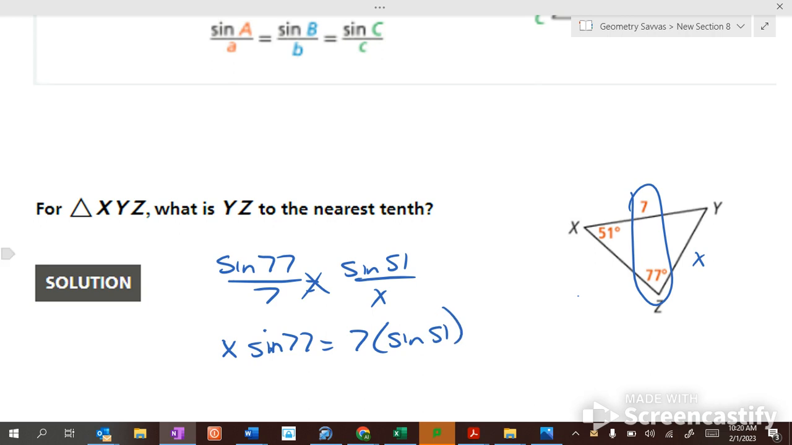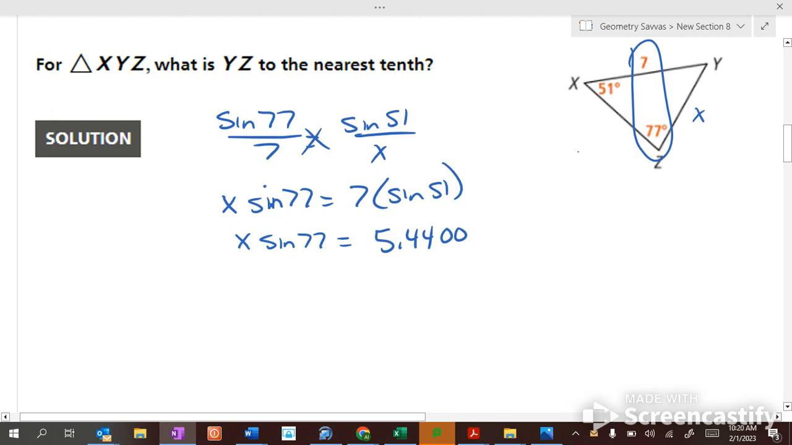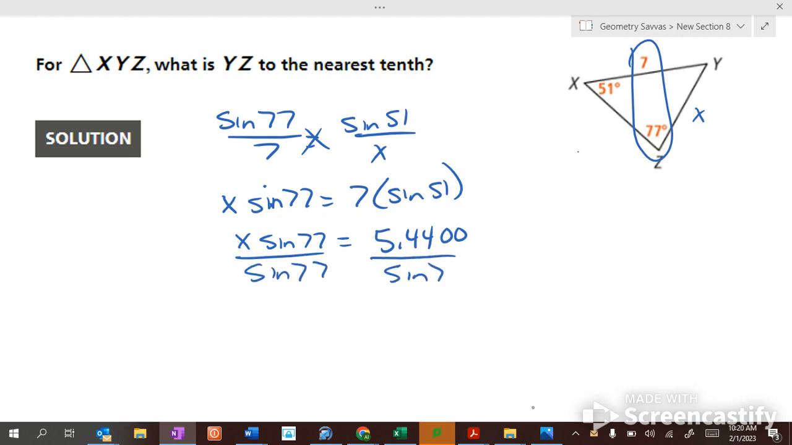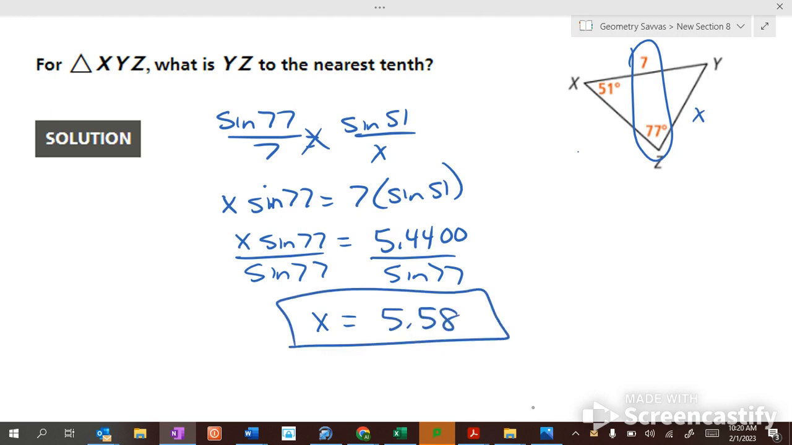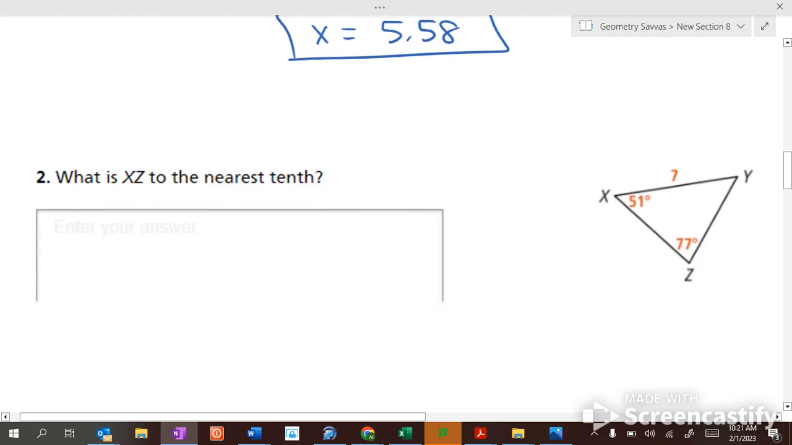Take 7 times the sine of 51, please. 5.44. Give me 2 more decimals. Okay, cool. Divide that by the sine of 77. 5.58. That's how long that side is. Law of sines is very simple. Just opposites. Okay?